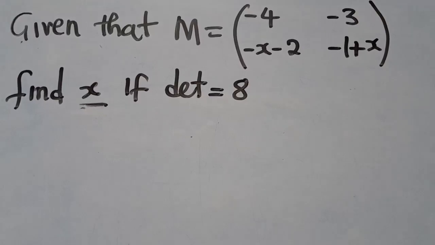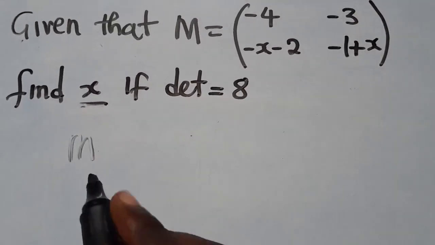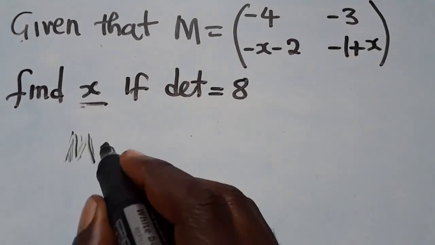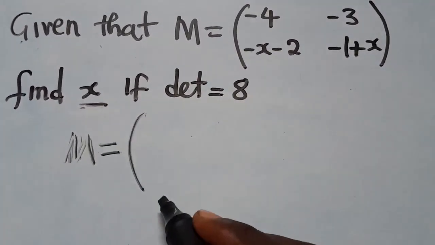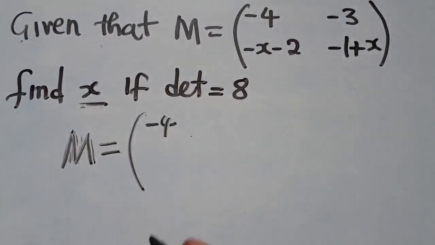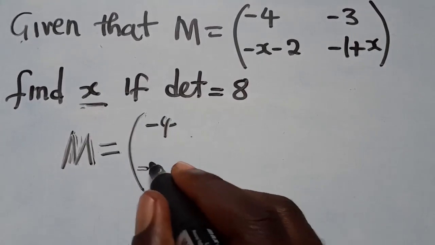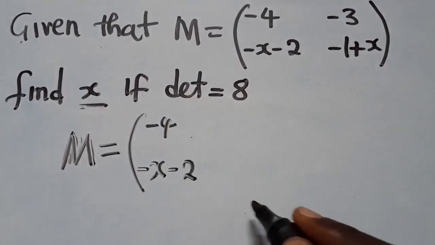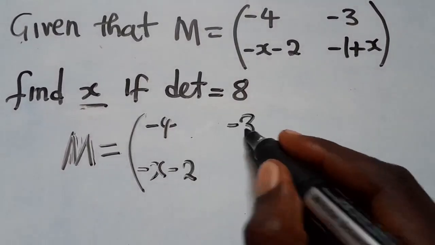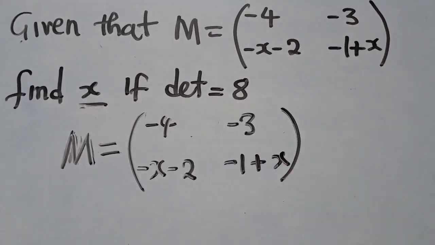The first thing that you need to put into consideration is you get the matrix which is given. So that is the matrix. This is the matrix which is given. It's saying M. So M is equal to -4, -x minus 2, -3, -1 plus x. That is what you are given.